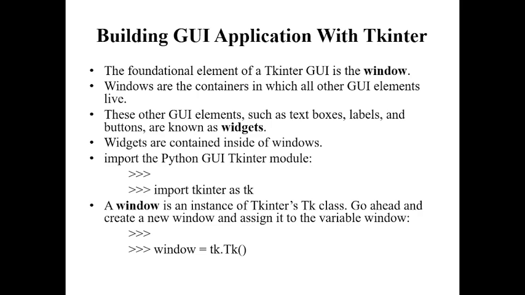So widgets are contained inside the window. Now how to start GUI programming? The first step is to import the tkinter library in Python. So you have to use the first command, import tkinter as tk. Then you have to create a window. Basically a window is an instance of the Tk class of this tkinter library. So window is equal to tk.Tk(), where small tk is the name of the library and capital T and k is the name of the class, and window is the object.